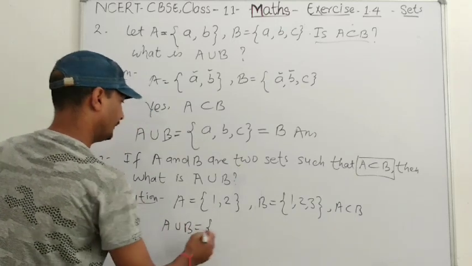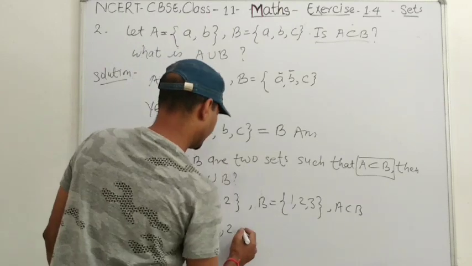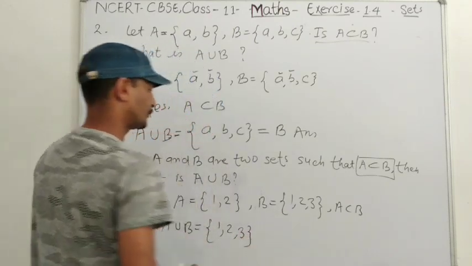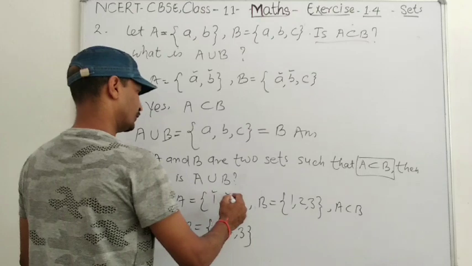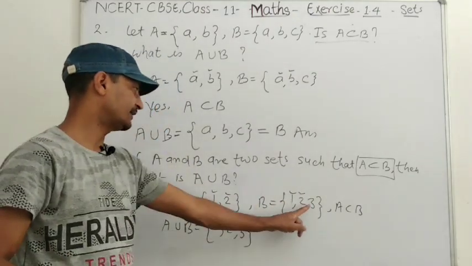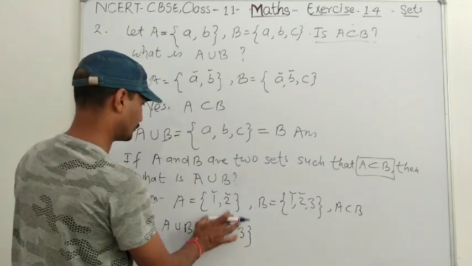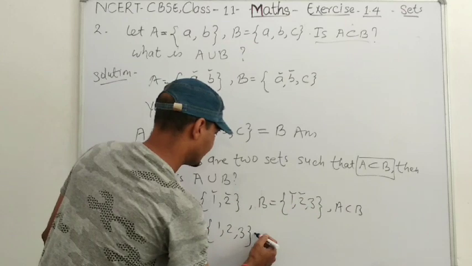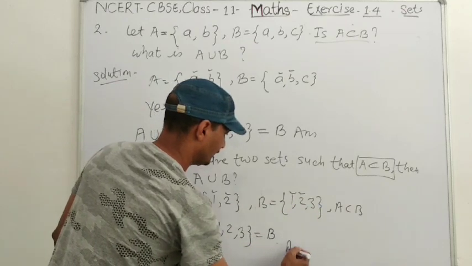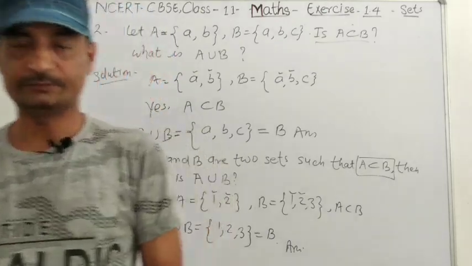All the elements of A 1, 2 and all the elements of B 1, 2, 3. So this 1 and 2 are repeating here. We are taking once this 1, 2 and this 3. And what is 1, 2, 3? 1, 2, 3 belongs not to A, it belongs to set B. So it is the answer. The remaining questions you can do with the help of these solutions.